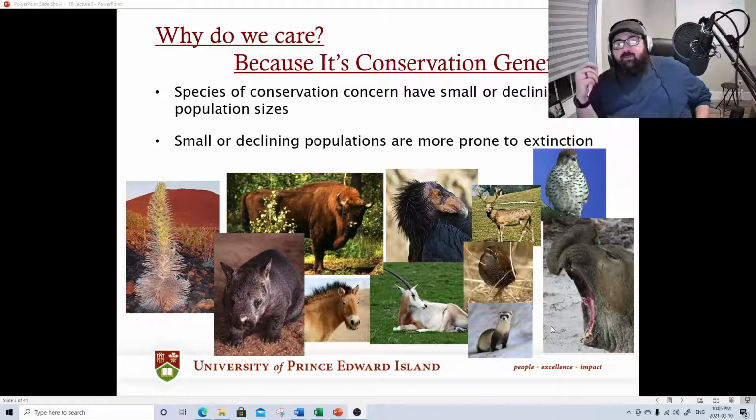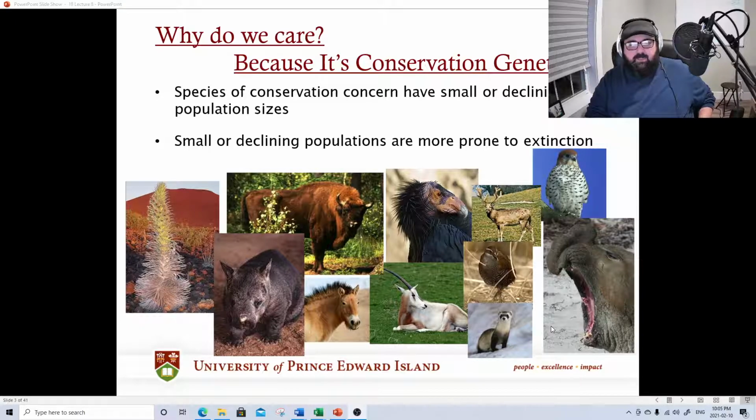Why do we care? Obviously we care about small populations because they're the populations of conservation concern. Those are the ones that we need to fix for conservation, right? They all have small or declining populations, and obviously these populations are more prone to extinction. These are the things we're trying to keep alive right now. This is the big game for most of us.